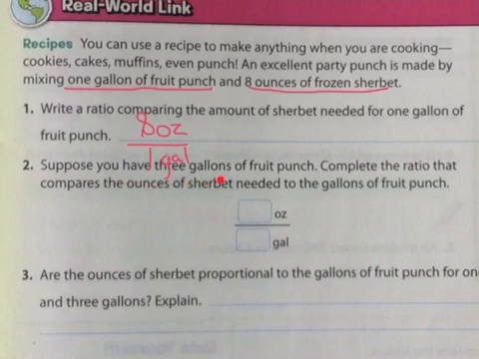Suppose you have 3 gallons of fruit punch. Complete the ratio that compares the ounces of sherbet needed to the gallon of fruit punch. Well, over here we have our constant of proportionality, right? Our constant, meaning for every one we're going to go up by 8. So 2 would be 16, and if I have 3 gallons, I have to triple this. So if I have 3 gallons in the bottom, I'm going to need 24 ounces of frozen sherbet.